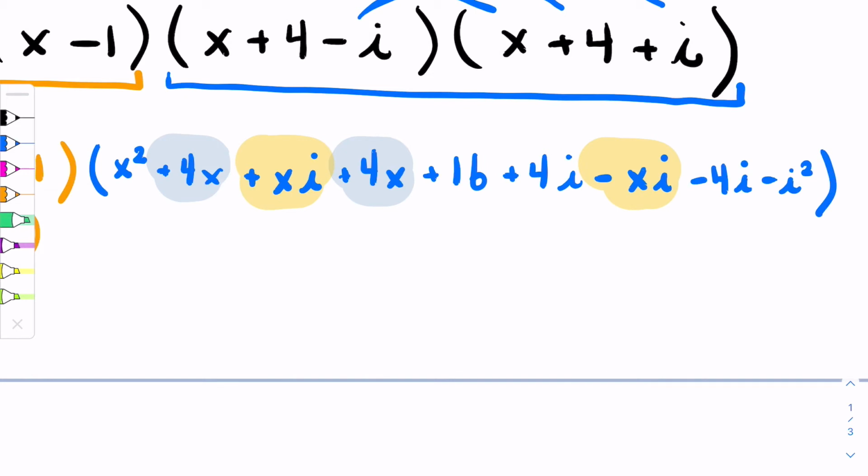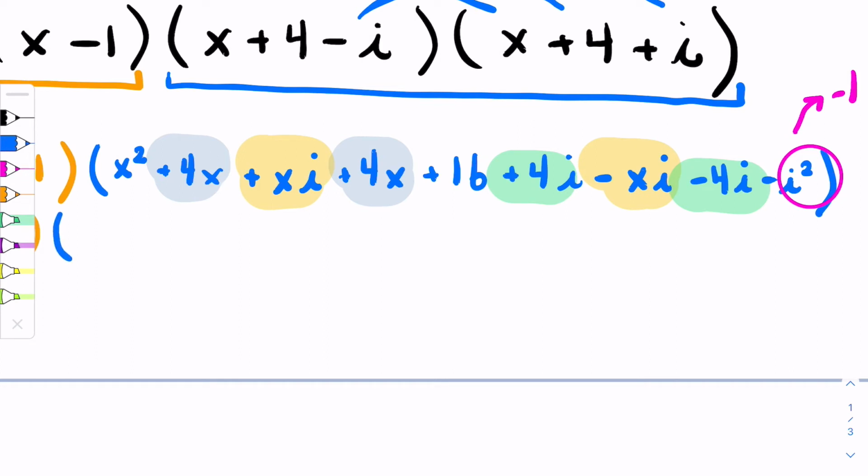Next, I'm going to look at 4x, we already took care of. Then we're at 16, which doesn't have any common terms at the moment, but I have 4i and I have -4i. And then lastly, we have to make a note that we have x squared, which is equal to -1. So don't forget to replace that with a -1.